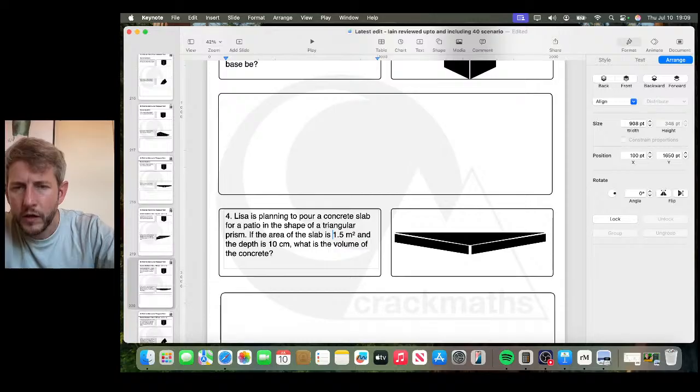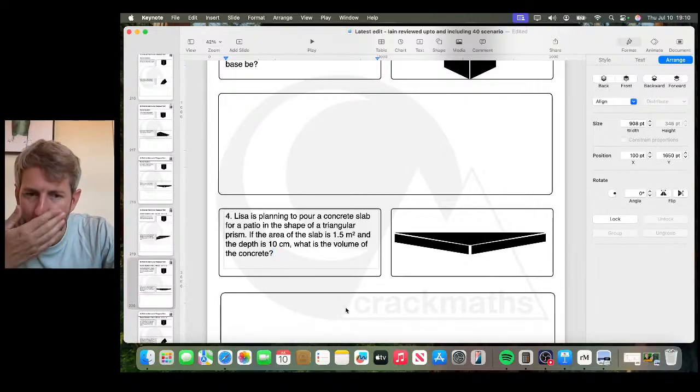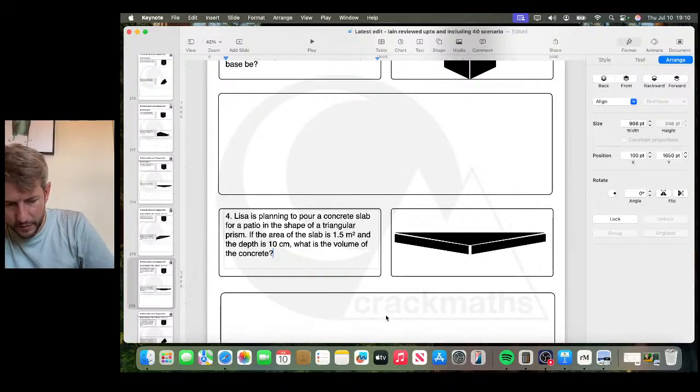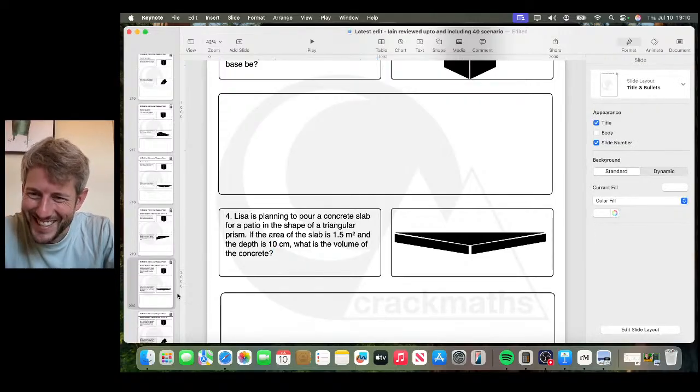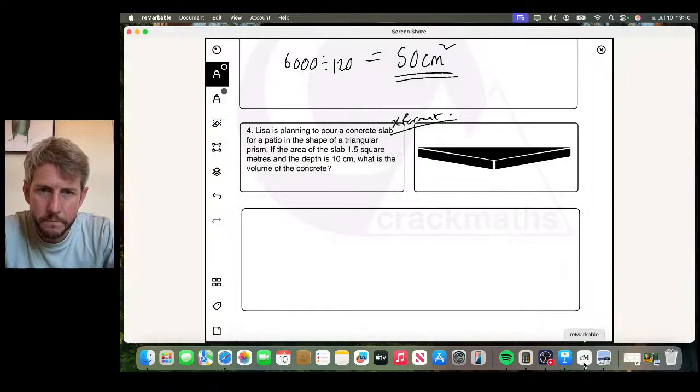Right, here we go. Lisa is planning to pour a concrete slab for a patio in the shape of a triangular prism. If the area of the slab is 1.5 meters squared and the depth is 10 centimeters, what is the volume of the concrete? Okay, right, so that's fixed. I think I might have to do this section again just to double check all these changes that I've made. Right, so let's go back to here.